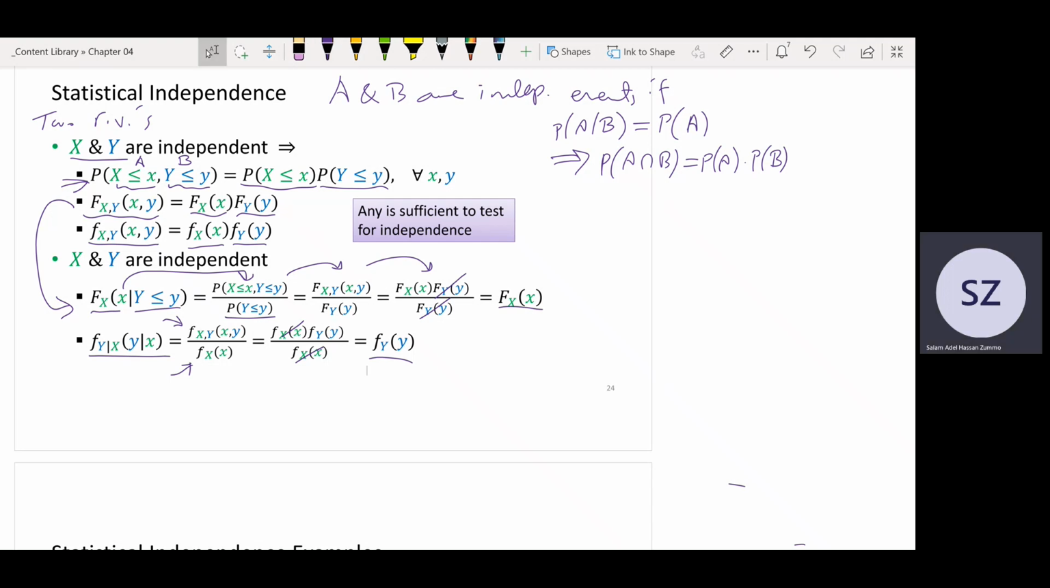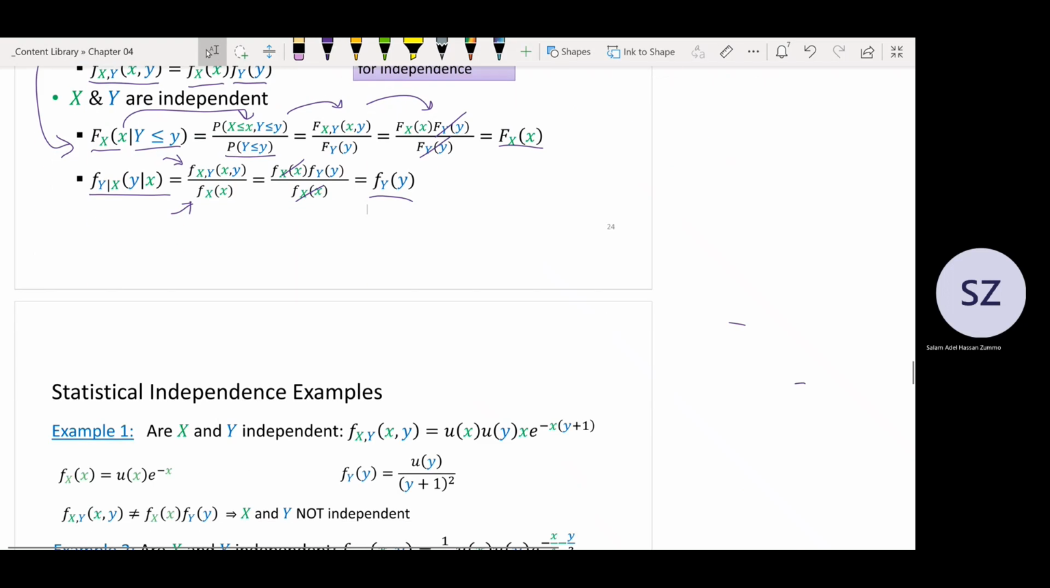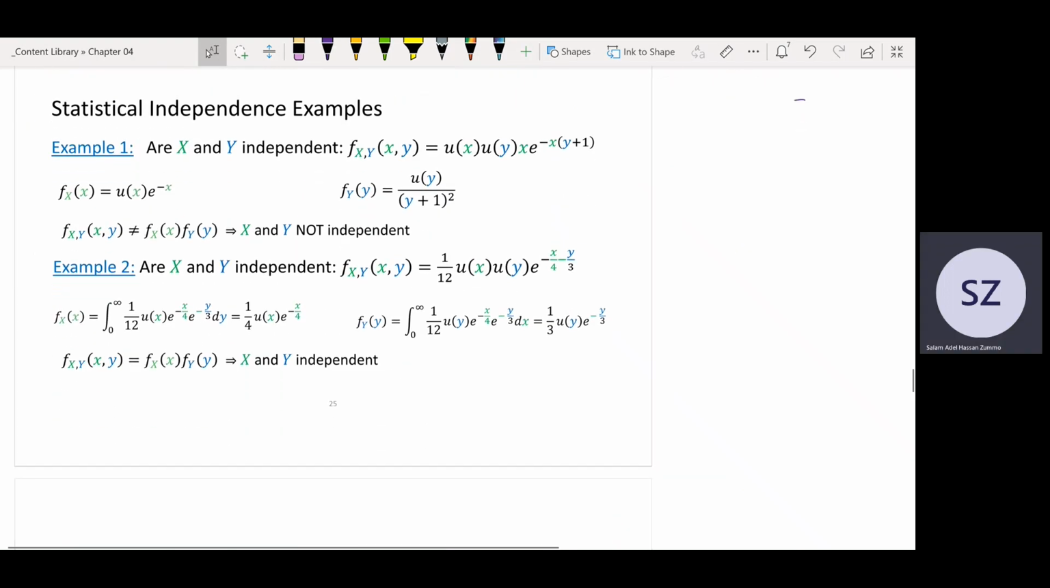أي سؤال يا شباب؟ Let's have several examples. Here I'm giving you the PDF that we have used before in different examples. Now, are X and Y independent? So if I ask you this, what do you need to do?